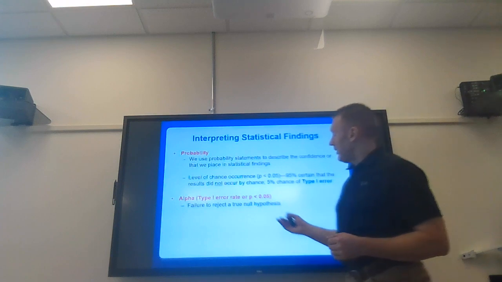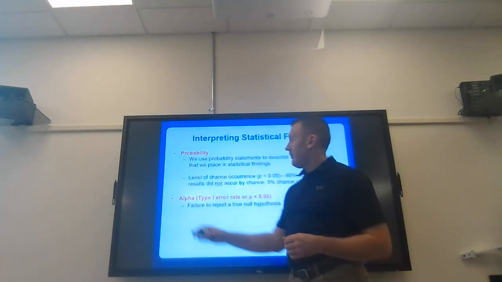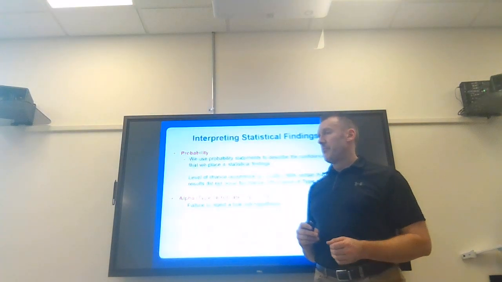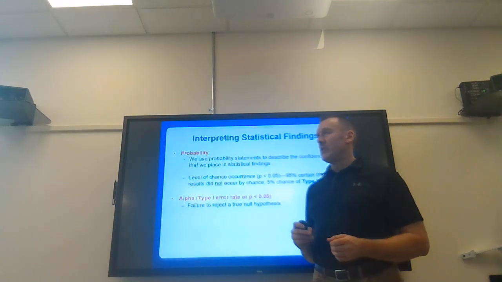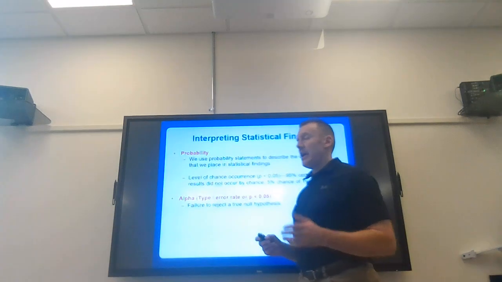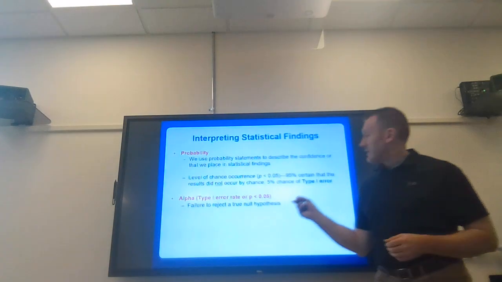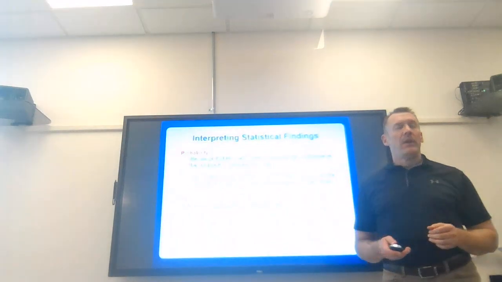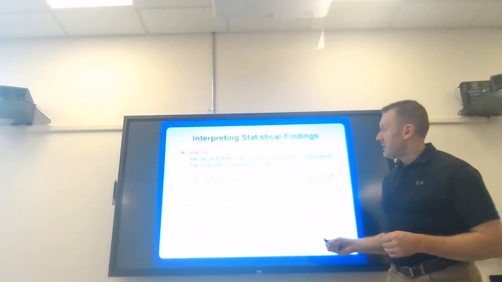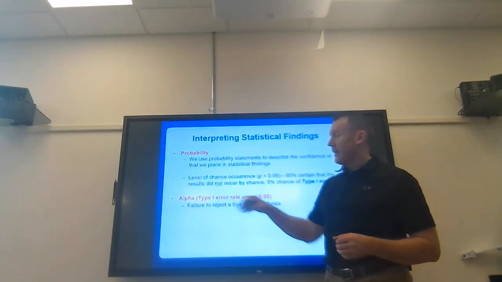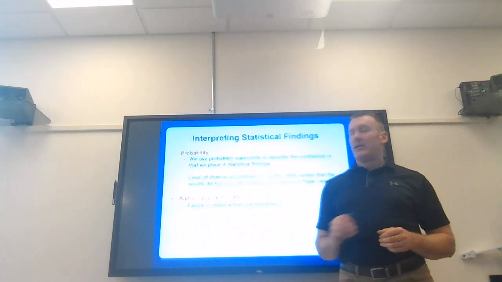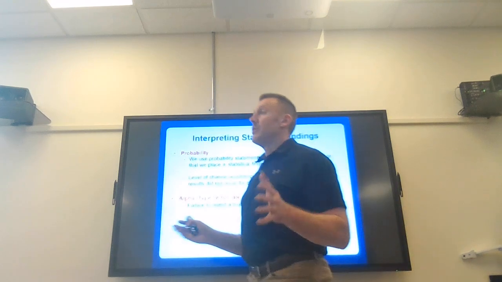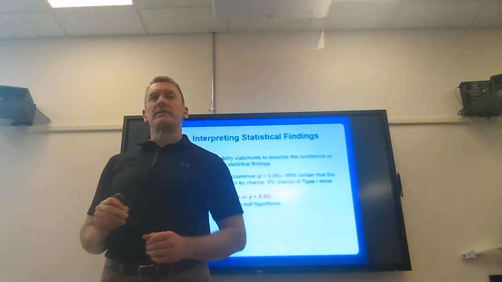Another way of describing our probability value of 0.05 is that it is the alpha level. In a lot of studies you might read, the alpha selected was p less than 0.05. When we make a type 1 error, it's a failure to reject a true null hypothesis. So let me ask you a question. What is the null hypothesis?